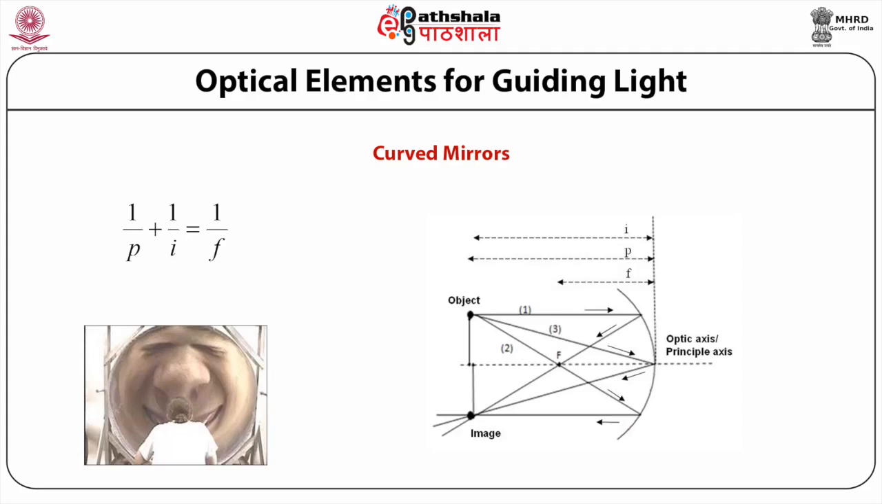Let's say the image created by the curved mirror is at a distance small I from the mirror. Then this equation has to be followed always, that is 1/P + 1/I = 1/F. So if you know the focal length of any curved mirror and you know how far the object is, or you know how far the image has been created by the mirror, you can calculate how far the object was or how far the image will be created, or vice versa.